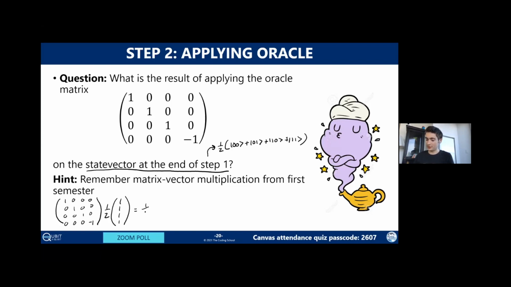If I do the first row by this column, we should just get 1. Second row by this column, we get 1. Third row by this column, we get 1. But now the fourth row by this column gives us minus 1. Then if you write this out using bracket notation, you should get ket 0, 0 plus ket 0, 1 plus ket 1, 0 minus ket 1, 1. I suppose you could have guessed this just based on how we described the oracle working, but what it has done is flip the sign on our target here.